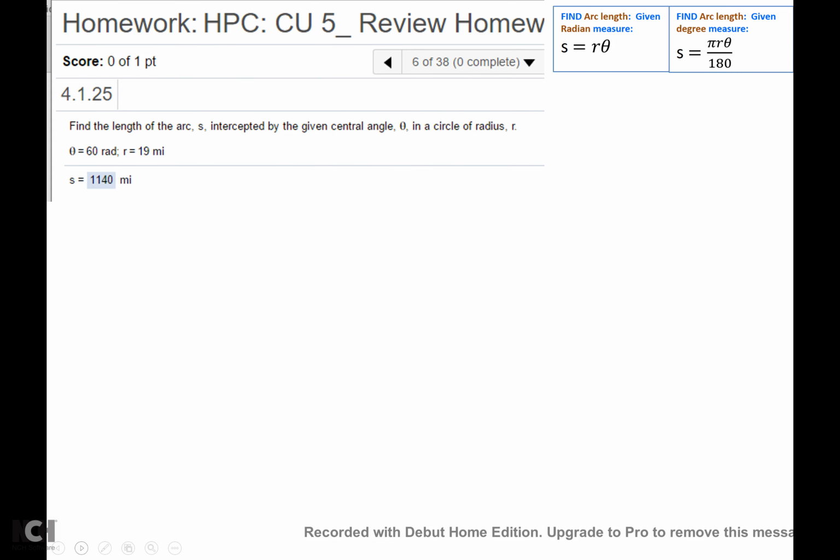All right, this one says find the length of the arc S intercepted by the given central angle theta in a circle of radius R. It tells me that theta is 60 radians, and the radius is 19 miles. So I have my measure in radians, so I want this formula, which says arc length equals radius times theta. So arc length equals 60 times 19. So 60 times 19 is 1140 miles.